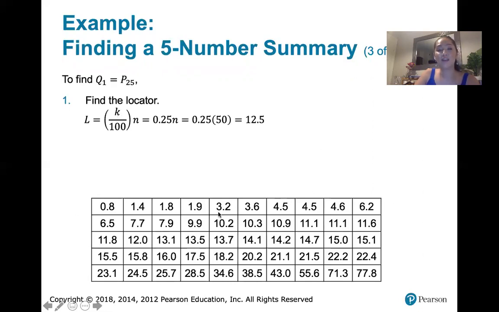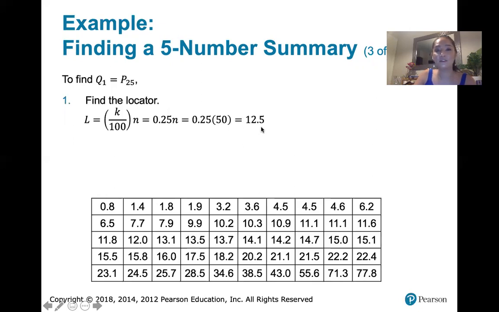Since we've got 50 values on our list, with 10 columns and 5 rows, N is equal to 50. But when I think of the locator, I'm thinking, I want to know what is 25% of the way through that list of 50 values. So I'm taking that K over 100, or 25 over 100, which is just 0.25, that's 25% in decimal form. So I'm trying to get 25% of the way through my list of data. If I've got 50 values, I take 25% of 50, and that gives me 12.5.